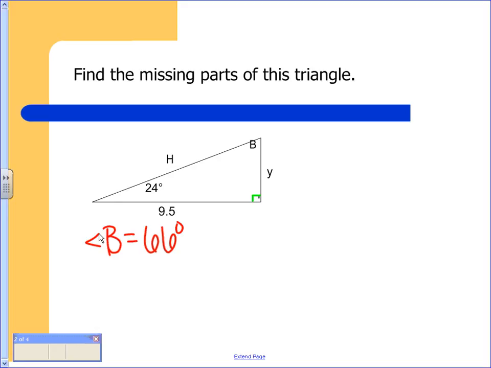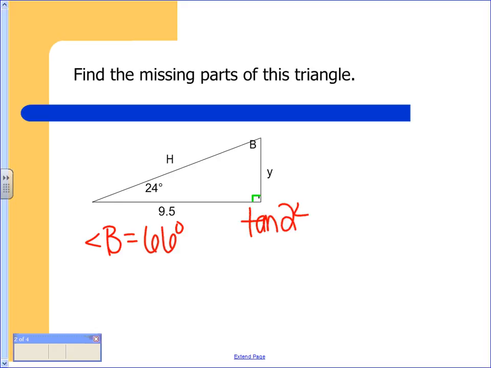Okay, do y'all want to find H or Y next? I don't care. Y? Okay. How can we find Y? Okay, sine uses which two sides? So would we want to use sine? Would we want to use cosine to find Y? Does that have Y in it? Okay, so tangent of what angle?